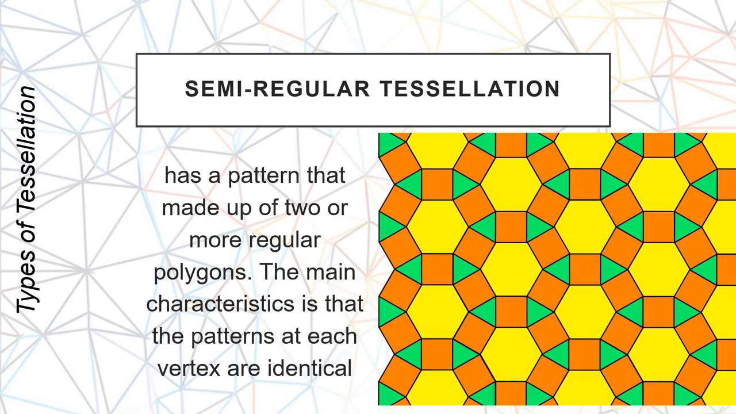The second type of tessellation has a pattern made up of two or more regular polygons. In this case, we have the triangle, the square, and also the hexagon. The main characteristic is that the patterns at each vertex are identical. So if you look at this part of our pattern, it looks the same as this pattern. That's semi-regular tessellation.